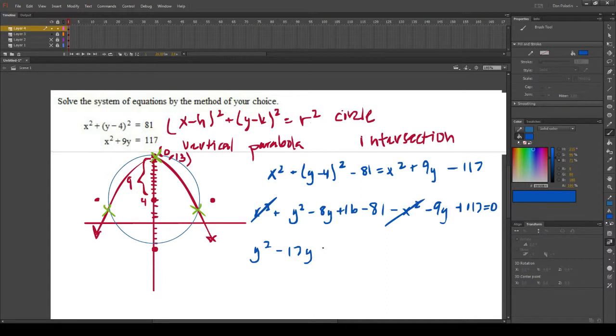So let's back it up, and I'm going to do this on the calculator again. So 16 minus 81 plus 117. Okay, so I get 52. Plus 52 is equal to 0. So let's try to factor this. Let's see, what goes into 52 and adds up to 17?